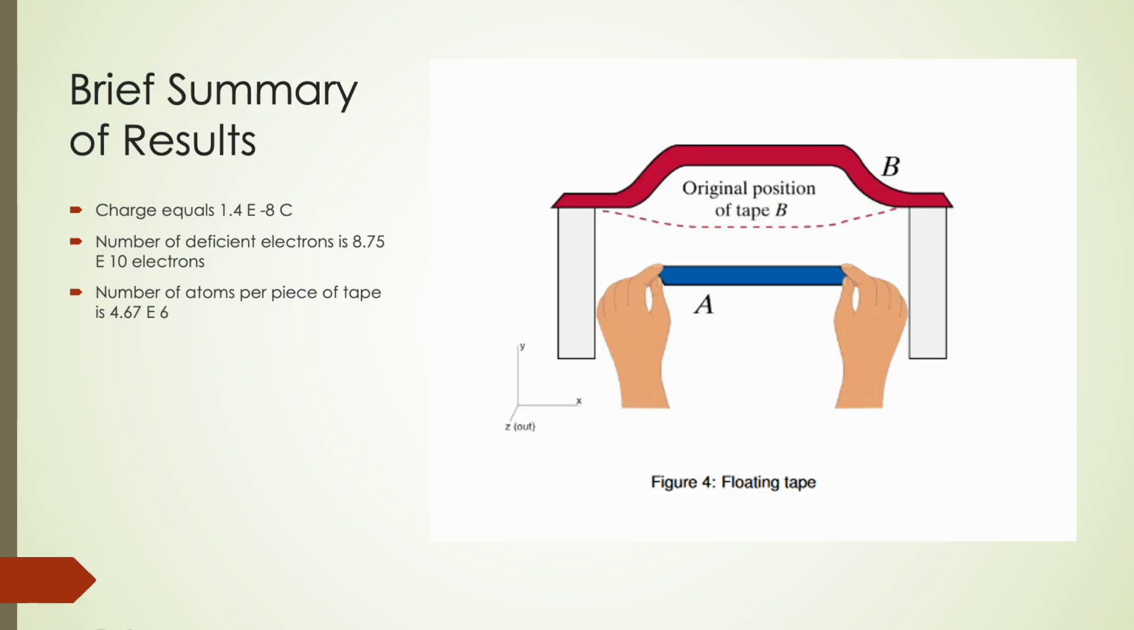So our results, we found that the charge equals 1.4 times 10 to the negative 8 coulombs. It was also found that the number of deficient electrons is 8.75 times 10 to the 10th electrons. And we also calculated that the number of atoms per piece of tape was 4.67 times 10 to the 6.